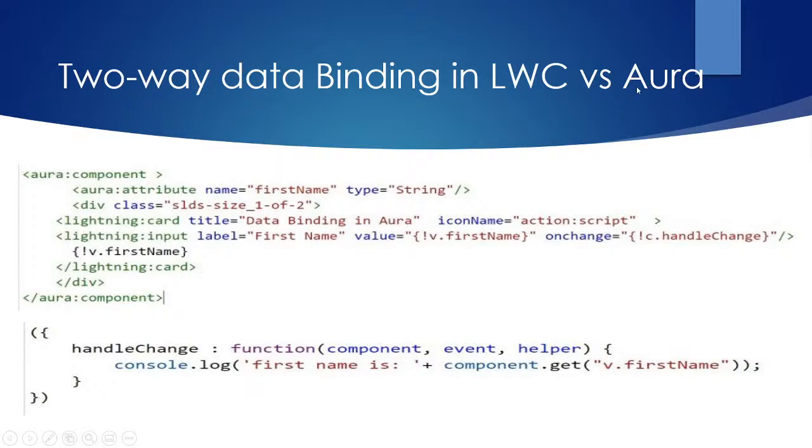But when it comes to Aura, you can see it's a bit complex, and we have the controller, the view, and different component providers here, like v.firstname, c.handleChange. These are component providers. This is how the data is accessed in Aura.